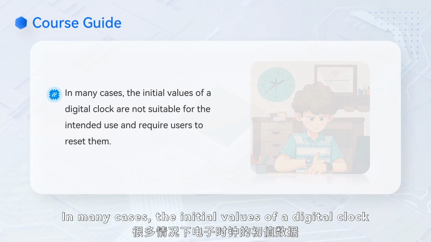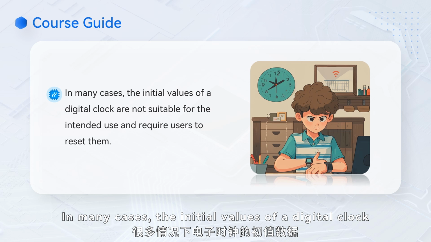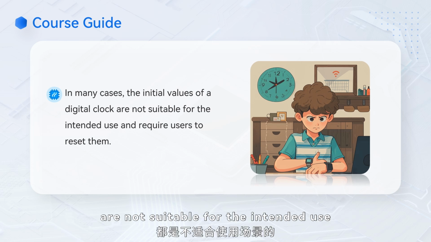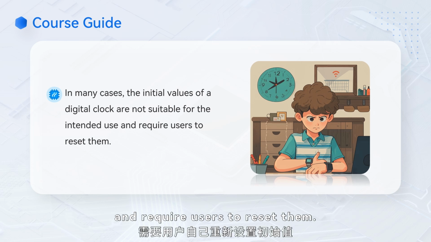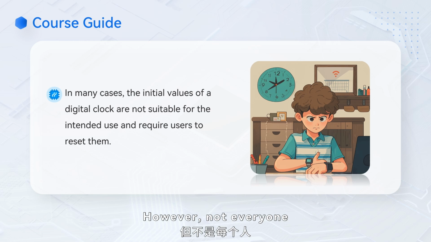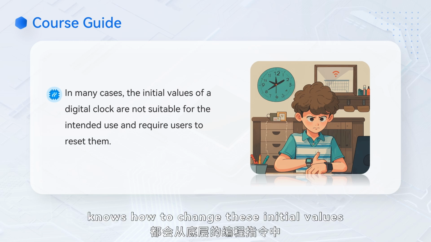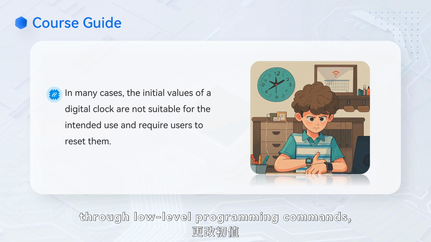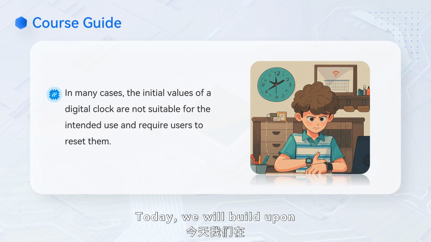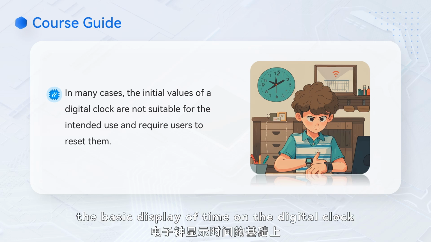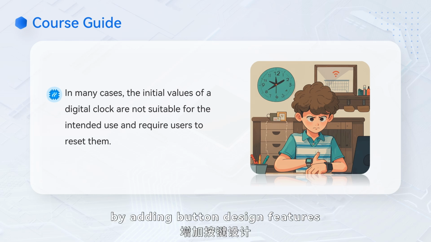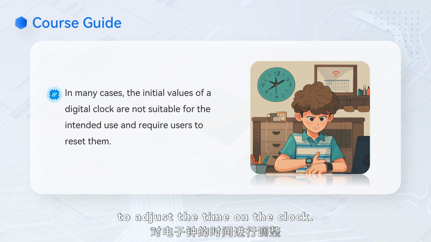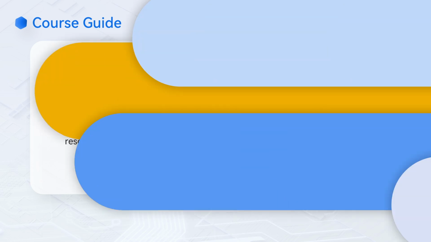In many cases, the initial values of a digital clock are not suitable for the intended use and require users to reset them. However, not everyone knows how to change these initial values through low-level programming commands, which necessitates adjustments via external hardware settings. Today, we will build upon the basic display of time on the digital clock by adding button design features to adjust the time on the clock.